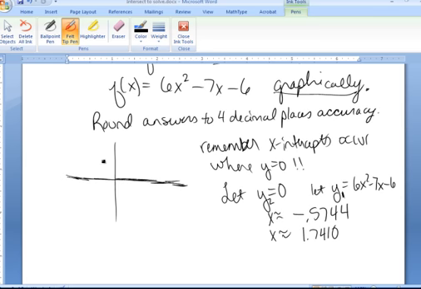So the 2 x-intercepts that we found were approximately negative 0.5744, comma 0, and 1.7410, comma 0. Those are the 2 x-intercepts rounded to 4 decimal places.